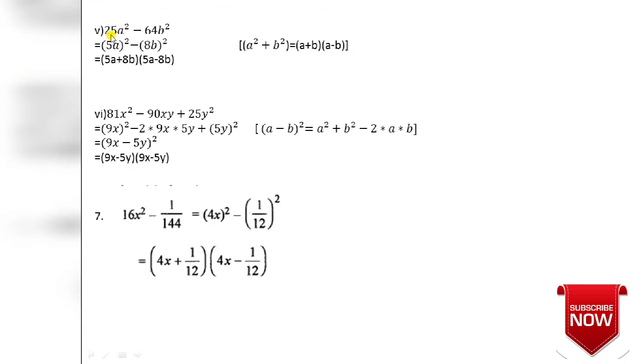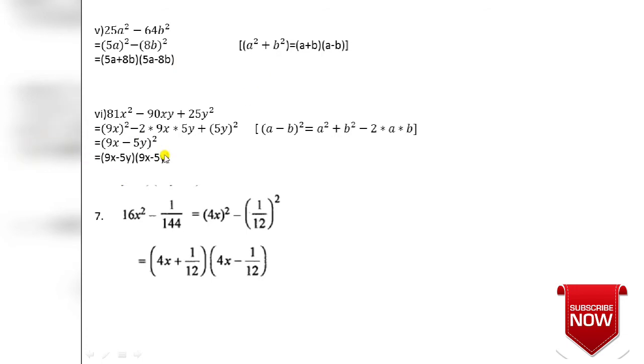The sum has been given as 25a square. So we can write 25a square as 5a whole square, because 5 square is 25, so 25 is the square of 5. Minus 64 is the square of 8, that can be written as 8b whole square, and it has been split as a square minus b square. Sorry, it will be minus here, students. The formula of a square minus b square is a plus b into a minus b. So we substitute the values of a and b in the respective formula and get the value as 5a plus 8b into 5a minus 8b, which is the required answer.